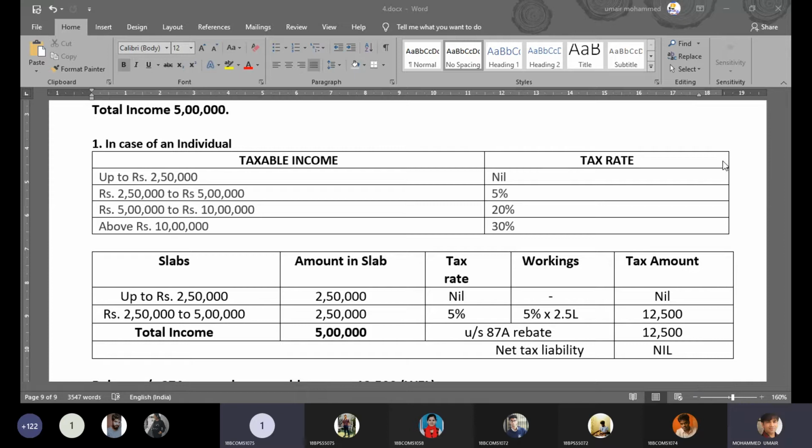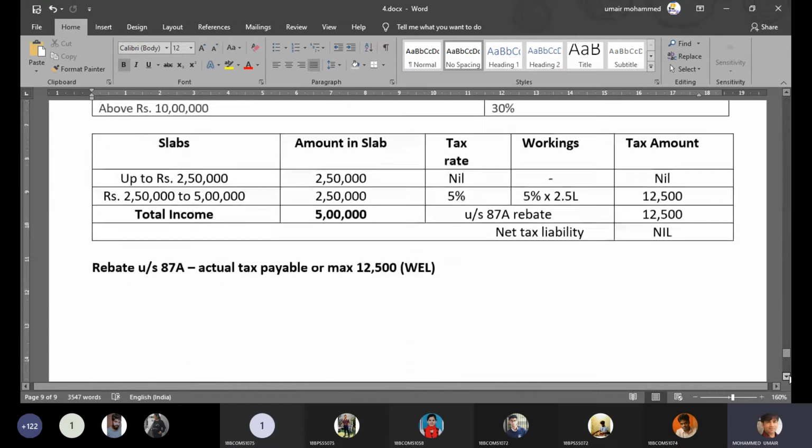Sir, what is the reason for imposing 5% tax for 2 lakh 50 to 5 lakh income people and claiming it under rebate, sir? The maximum amount is 12,500, sir. Correct.